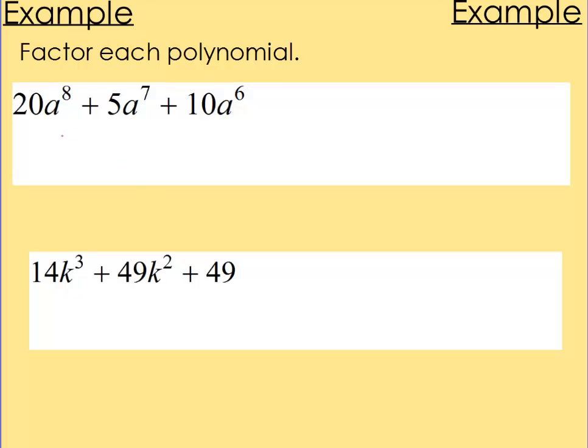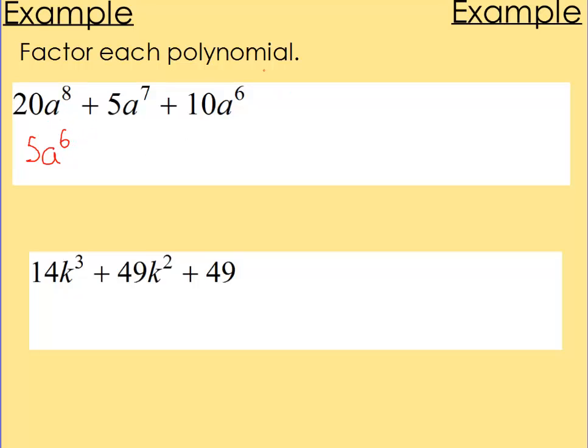Okay, I'm going to factor the polynomials here. So I've got to find the GCF of the numbers and the variables. So 20, 5, and 10, the GCF of that is going to be 5. That's the biggest number that will go into all three. A to the 8th, A to the 7th, A to the 6th. The largest amount of variables common to all is going to be A to the 6th power. So your GCF is 5 times A to the 6th.